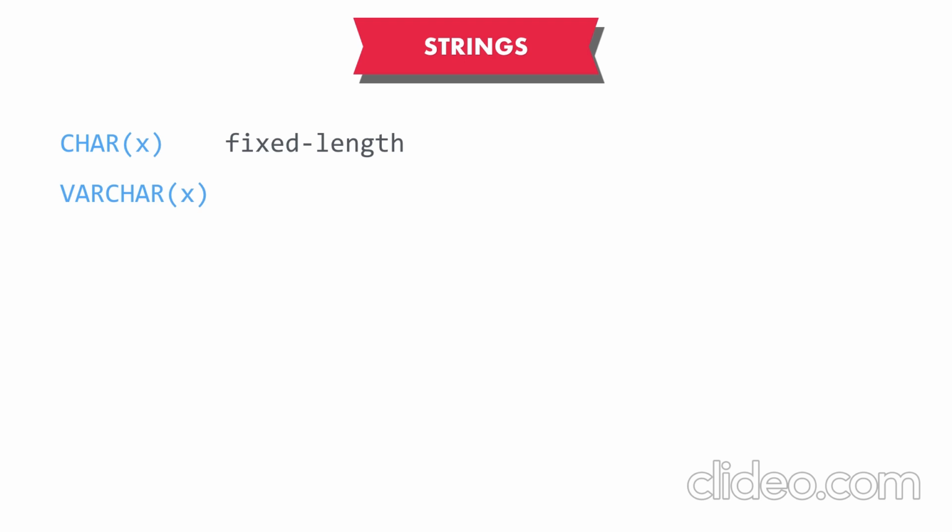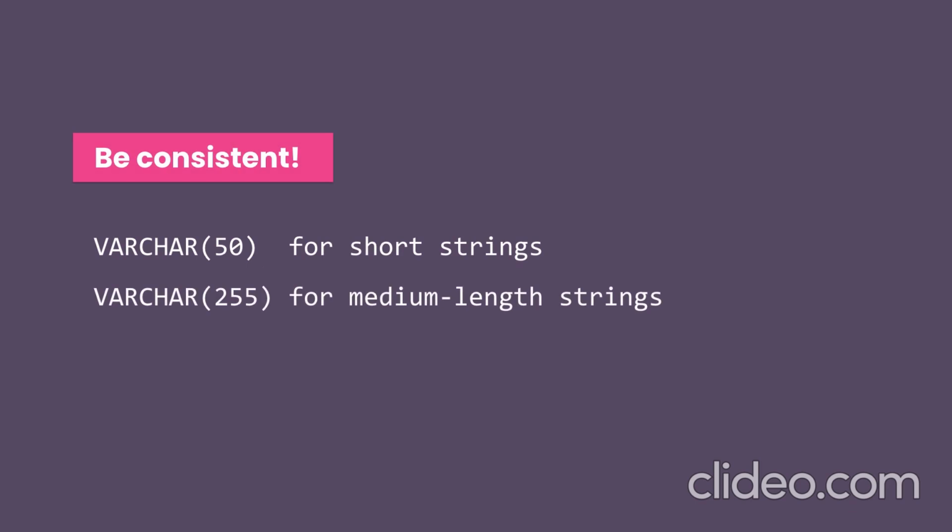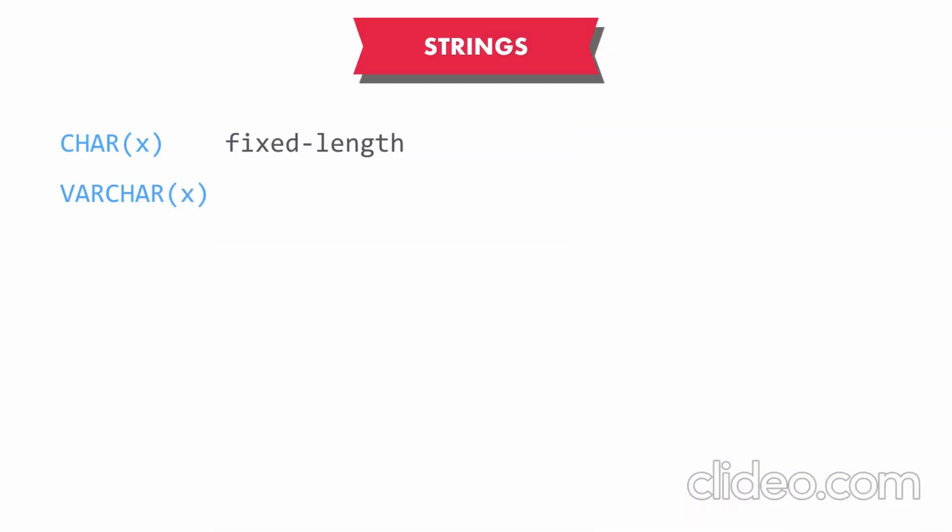I personally like to use a standard length for most of my varchar columns. For example, I use 50 for short strings like usernames and passwords, and 255 for longer strings like addresses. This consistency simplifies the maintenance of your databases. You don't have to constantly check the lengths of each column. Now, the maximum length for varchar is just over 65,000. So if you store something that is longer, it will get truncated.